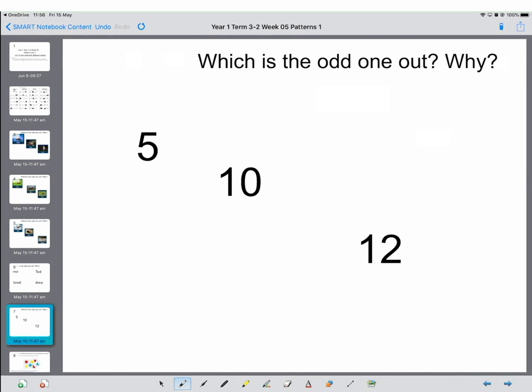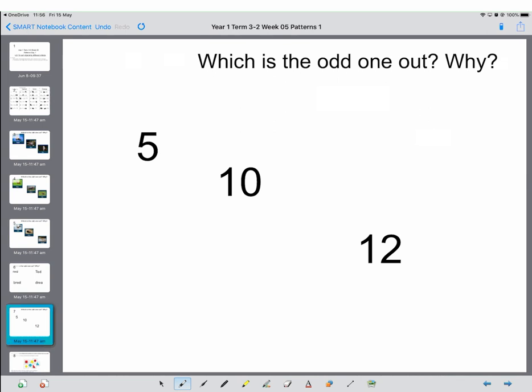5 and 10 are both in the 5 times table. They're both multiples of 5. You count them on. 10 and 12 are both in the 2 times table, or they're both even numbers. So 5 would be the odd one out then. 10 and 12 are both 2-digit numbers, so 5 would be the odd one out. So there's just a few examples. If you've got one of your own, that's absolutely brilliant.